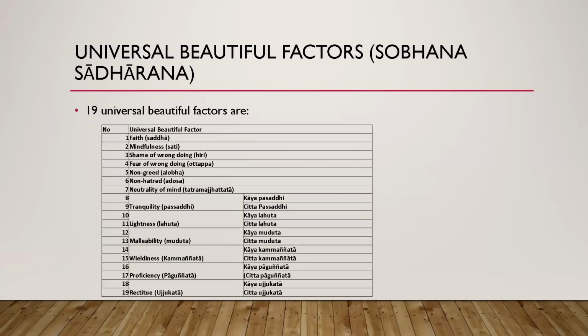So the 19 universal beautiful factors are faith, mindfulness, shame of wrongdoing, fear of wrongdoing, non-greed, non-hatred, neutrality of mind, kaya passaddhi, citta passaddhi, kaya lahuta, citta lahuta, kaya mudutta, citta mudutta, kaya kammannata, citta kammannata, kaya pagunnata, citta pagunnata, kaya ujukata, and citta ujukata. So total 19.